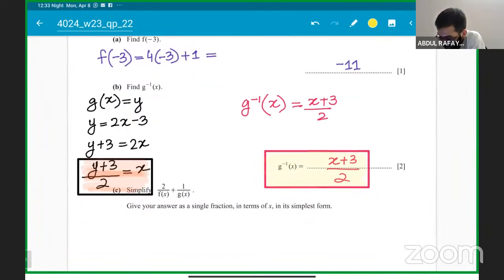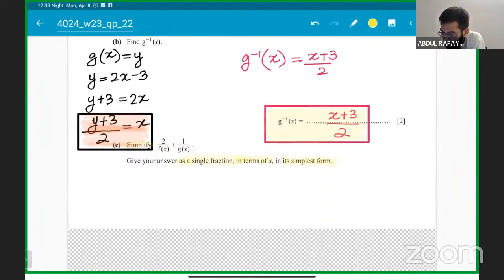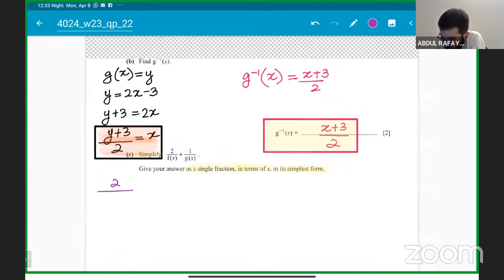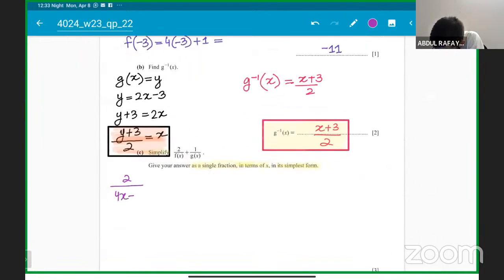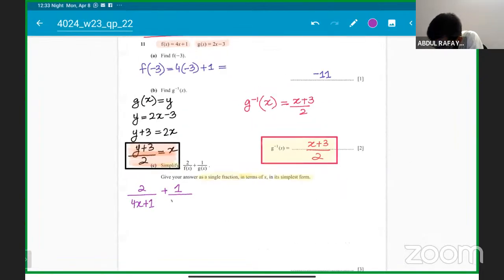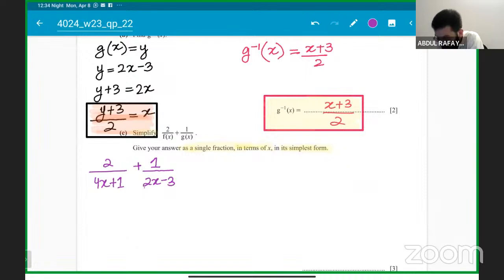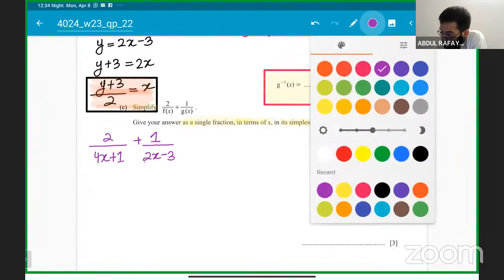And the last part is that we have to simplify, giving the answer as a single fraction. So basically they are testing algebra with functions, students. In its simplest form, we have to do 2 divided by f(x) plus 1 divided by g(x), in terms of x. So let's get this started. First write down the question: 2 divided by f(x), where f(x) is 4x plus 1, so 2 divided by 4x plus 1, plus 1 divided by g(x), where g(x) is 2x minus 3.